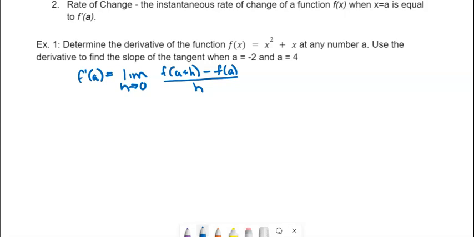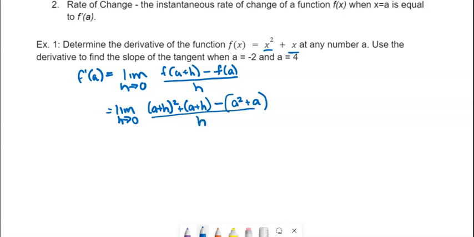Okay, now we're going to consider our function and plug that in. The first term is x squared, so I'm going to have a plus h squared plus a plus h. This is my first term, x squared plus x. And then I'm going to take away f of a. I'm going to put it in brackets just for clarity: a squared plus a. That's just the function at a, all divided by h.